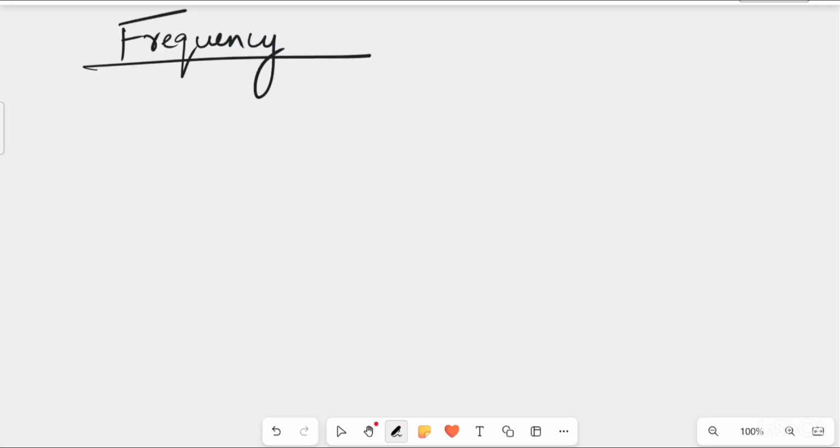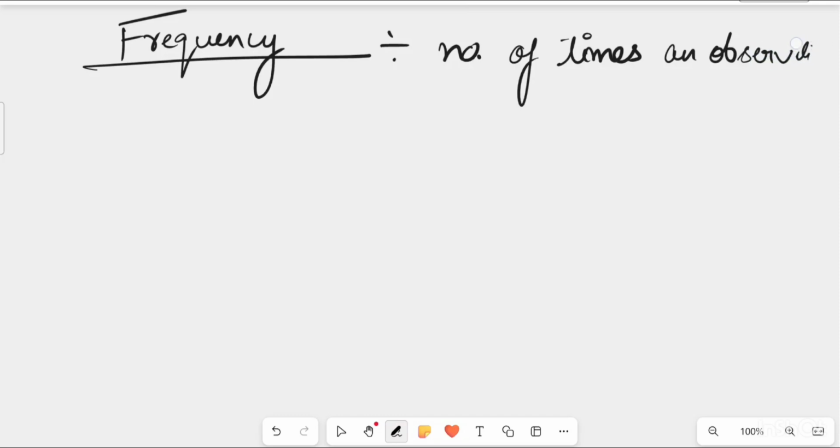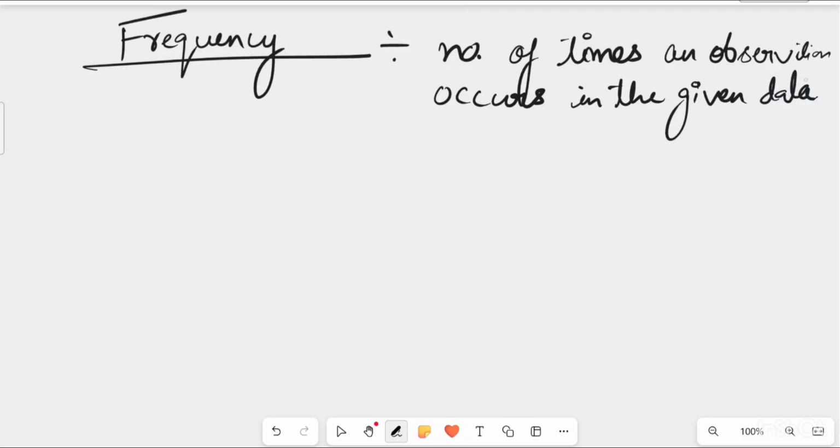Now frequency. What is frequency? Frequency is the number of times an observation occurs in the given data. So it is called the frequency of the observation.